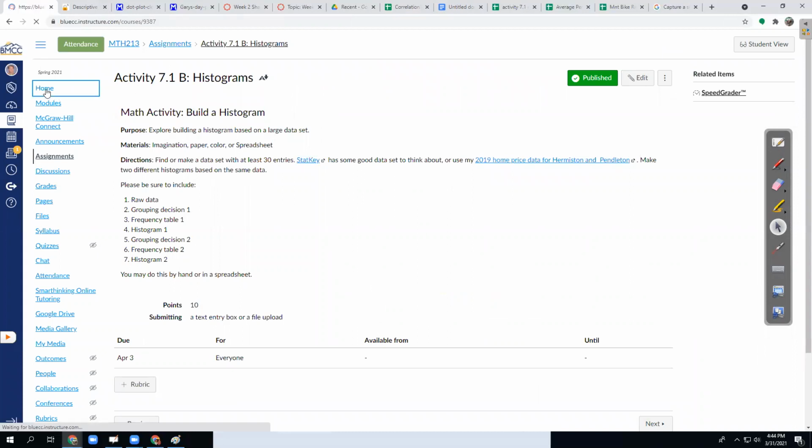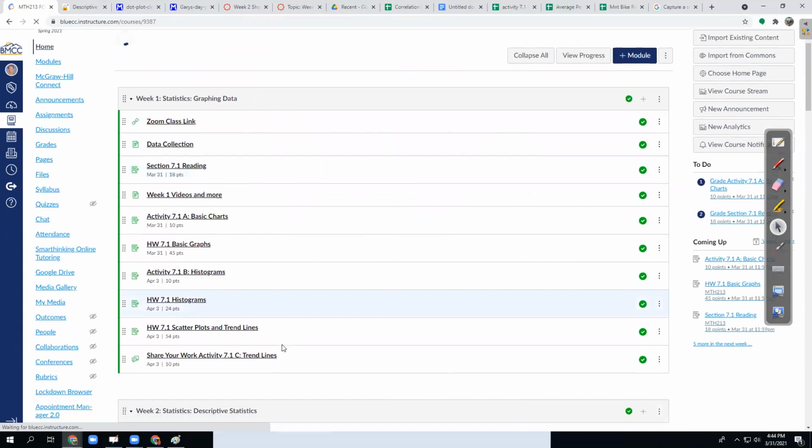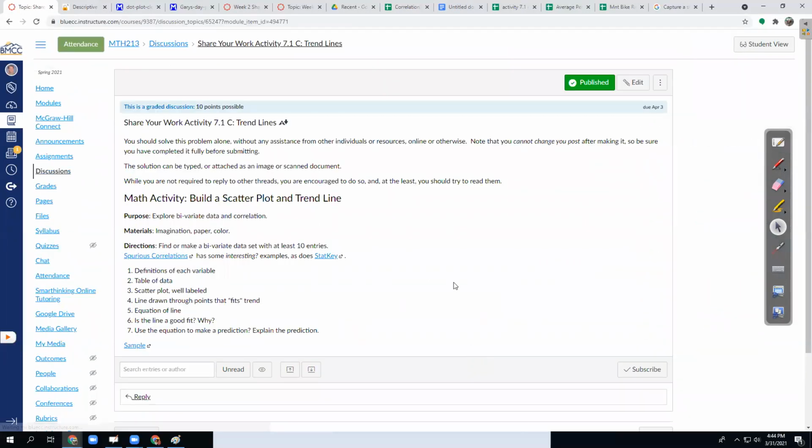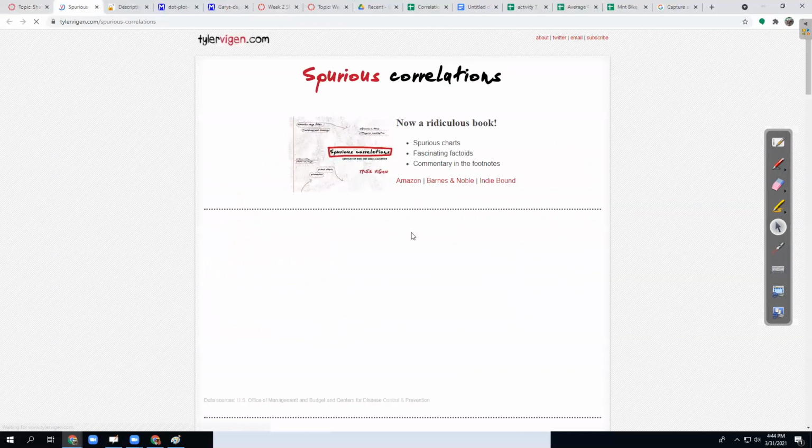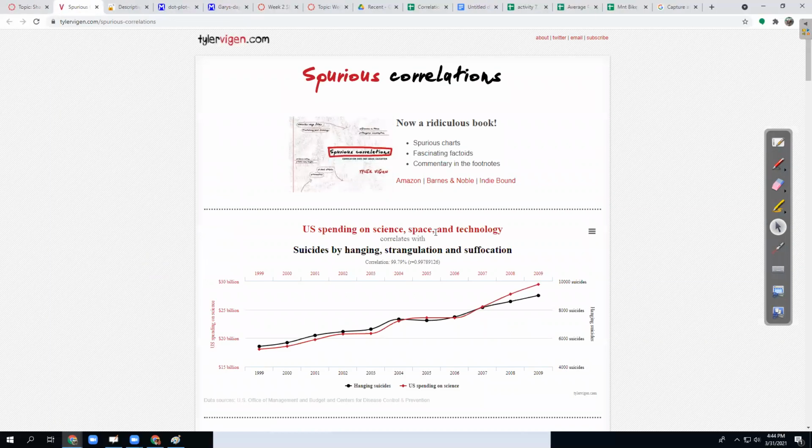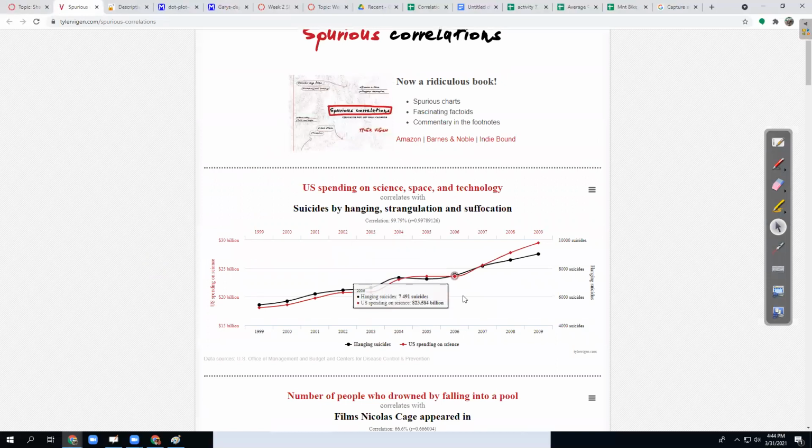So this is activity 7.1c, the share your work trend lines. StatKey has a bunch you can choose from, and then spurious correlation has a bunch of crazy ones. And I'll show you how to use spurious correlation if you want to go look there for some crazy stuff.